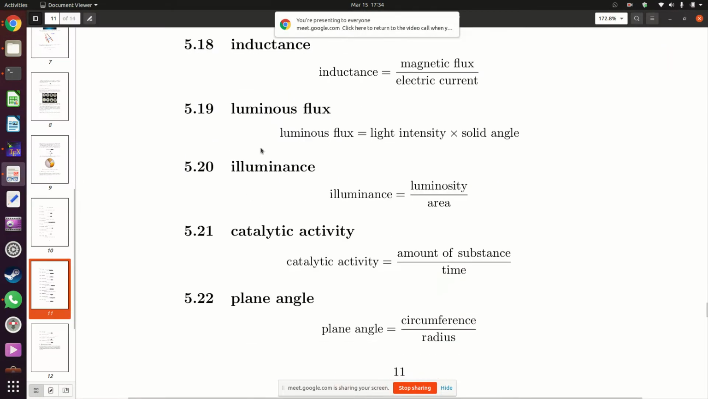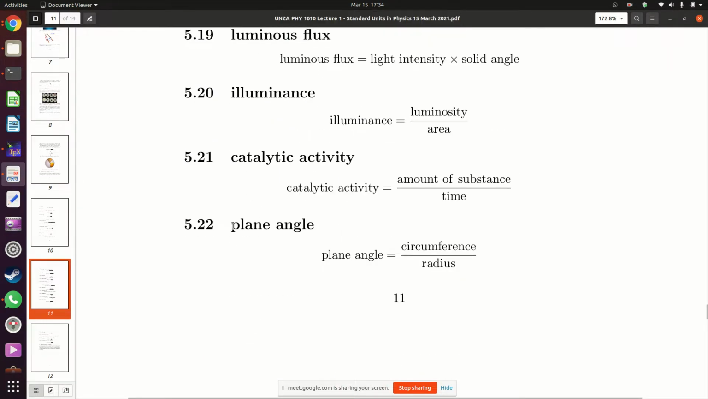Okay, so I was saying plane angle. The plane angle is your normal angle in degrees. And how do we define that in physics? Plane angle is basically based on the circumference of a circle divided by the radius of a circle. So if you get a part of your circle, then you divide by the radius of that circle.